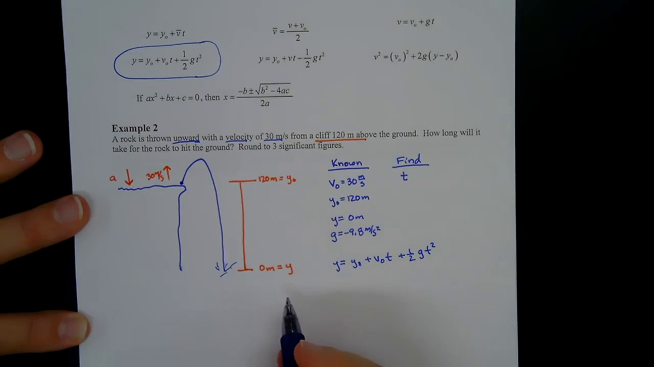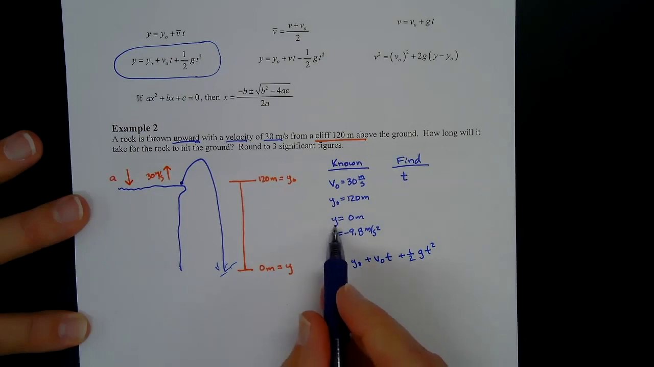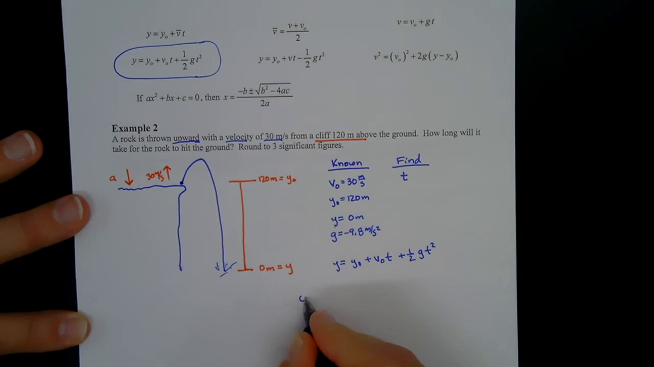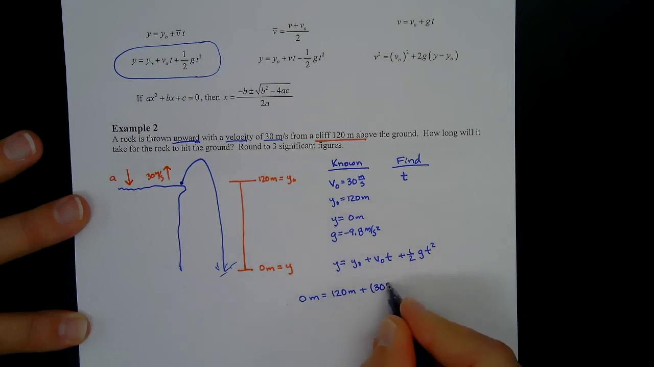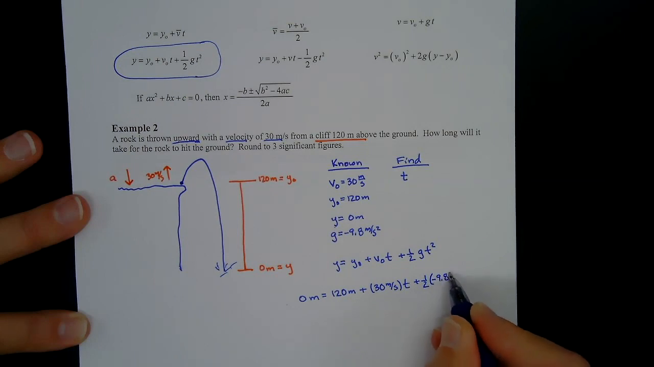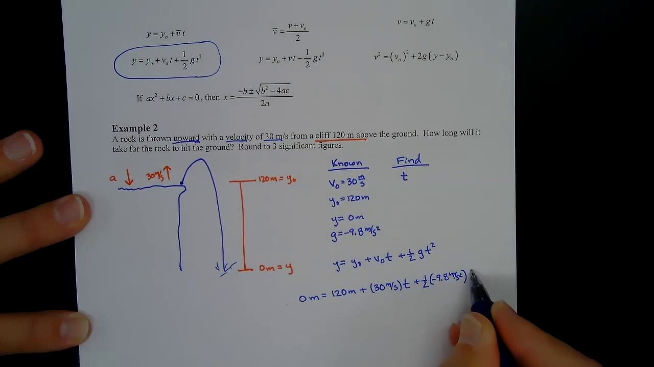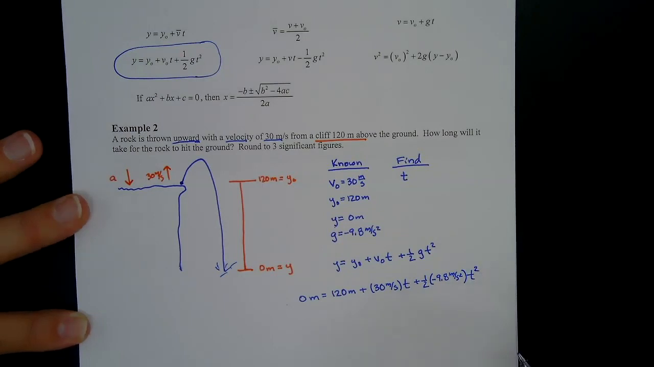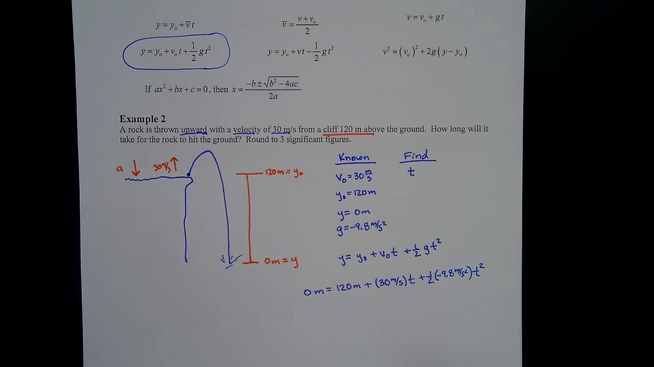All right, so now plugging everything in, I know my final position where I want it to land is 0 meters. I know my initial position is 120 meters. Plus, I know my initial velocity is 30 meters per second, times my time, and that's what I'm trying to find. And then plus 1/2 times my g, which is negative 9.8 meters per second squared, times t squared.